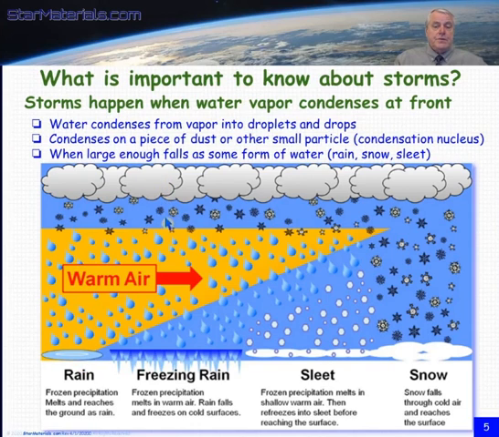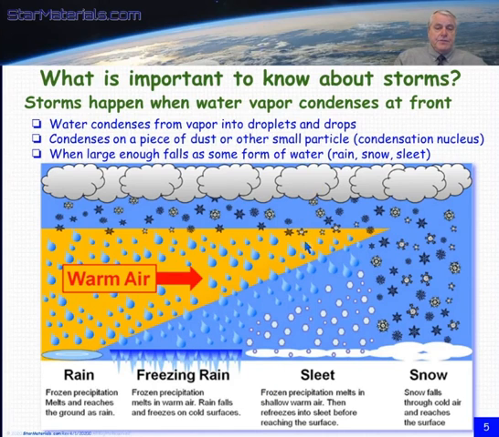If it falls, it melts and then freezes again, you get freezing rain. So you've got frozen precipitation that melts in warmer air, and then the rain falls and freezes on a cold surface. So you have freezing rain. It's rain that then freezes.